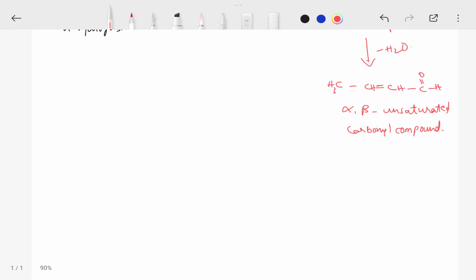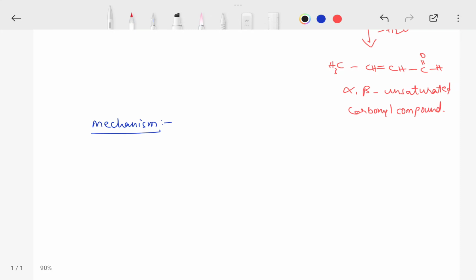So if we go for the mechanism of this reaction, first what have we taken? The carbonyl compound, acetaldehyde. Acetaldehyde has three alpha hydrogens. How can I write them? Two hydrogens like this and one hydrogen like this. Next, we are taking dilute base, OH minus.